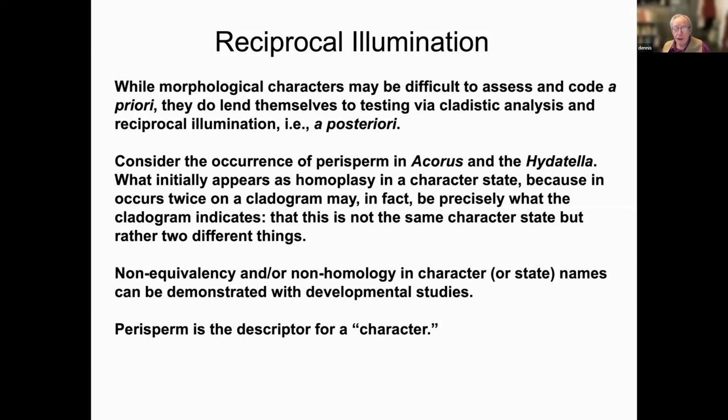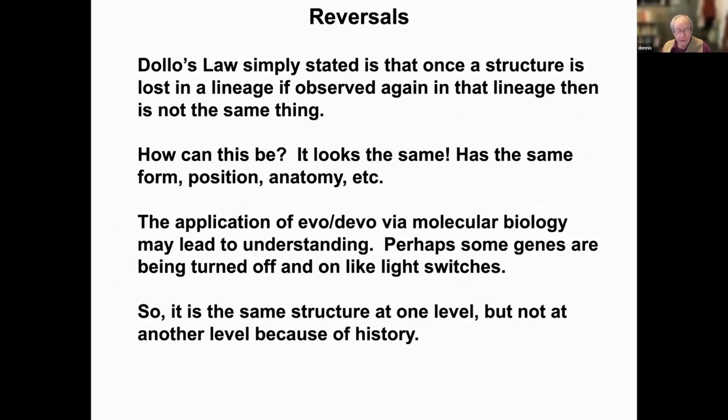They're not equivalent, they're not homologous, but we're stuck with perisperm as a descriptor for a character, for something we visually see but can't distinguish a difference. That's what we have to work on here, I think, in our terminology. Another thing is reversals. Sometimes on a phylogenetic tree, something will be present, disappear, and appear again when you plot it on the tree. Well, it can't be the same thing. Why do I say that? Because it was something else for a while, and then it changed back to what it was originally somehow. So it's not the same structure at one level, because of its history.